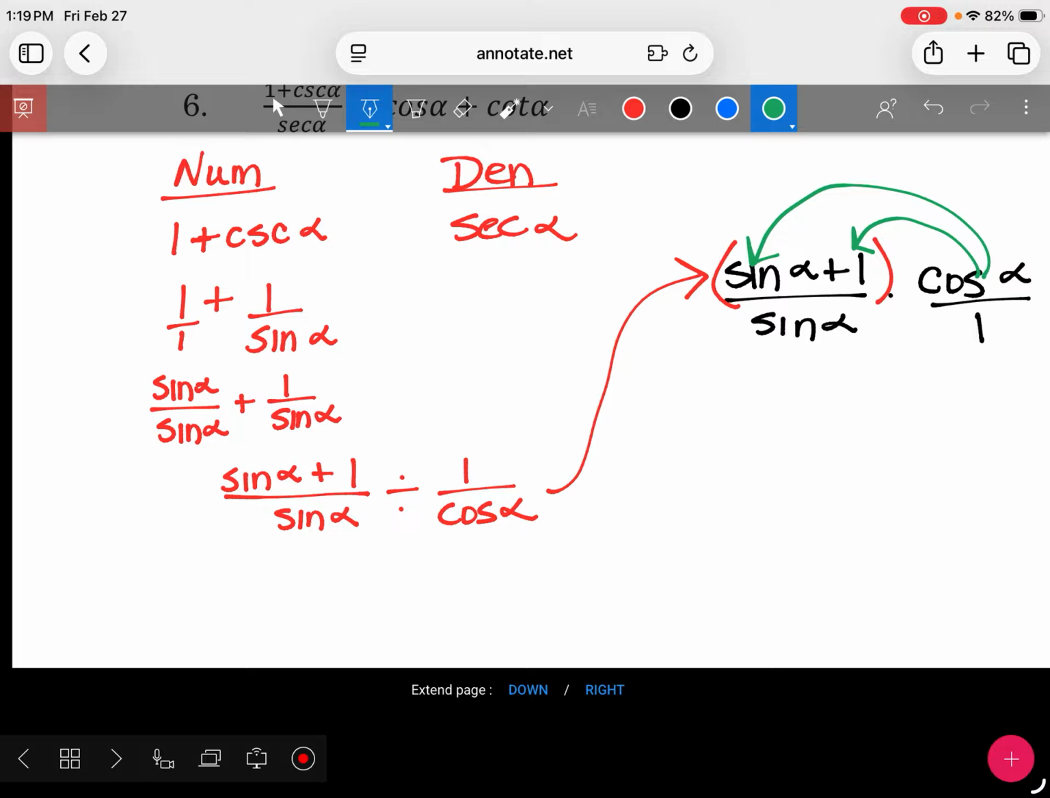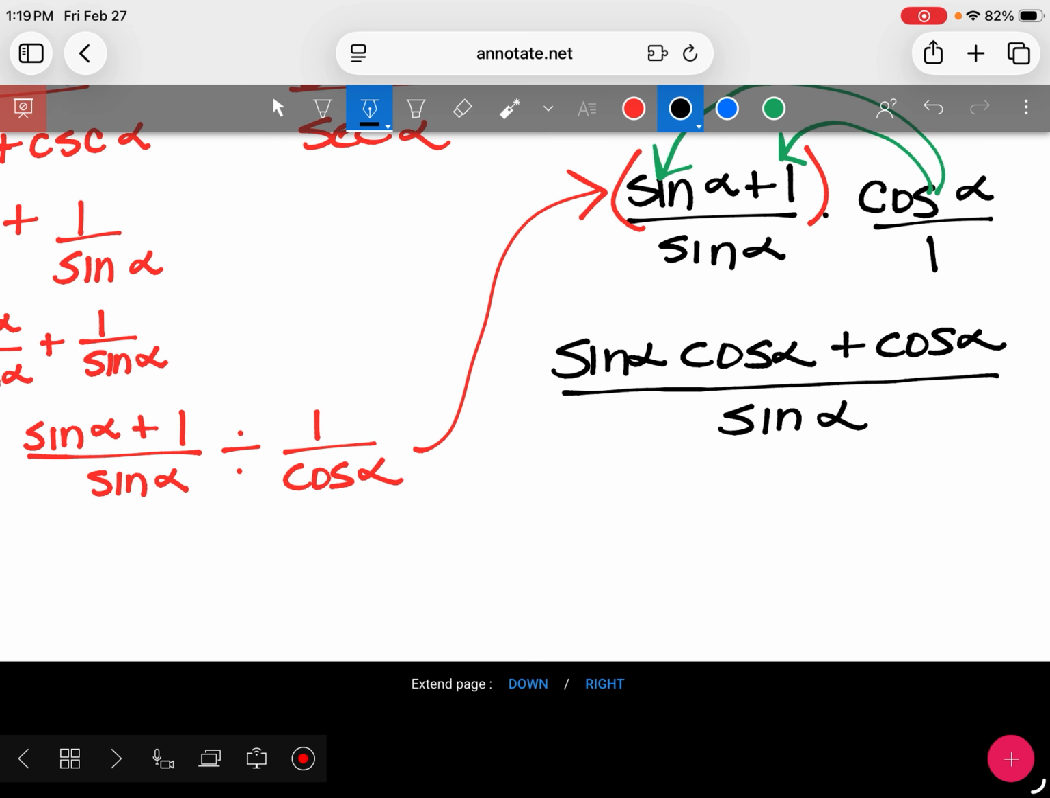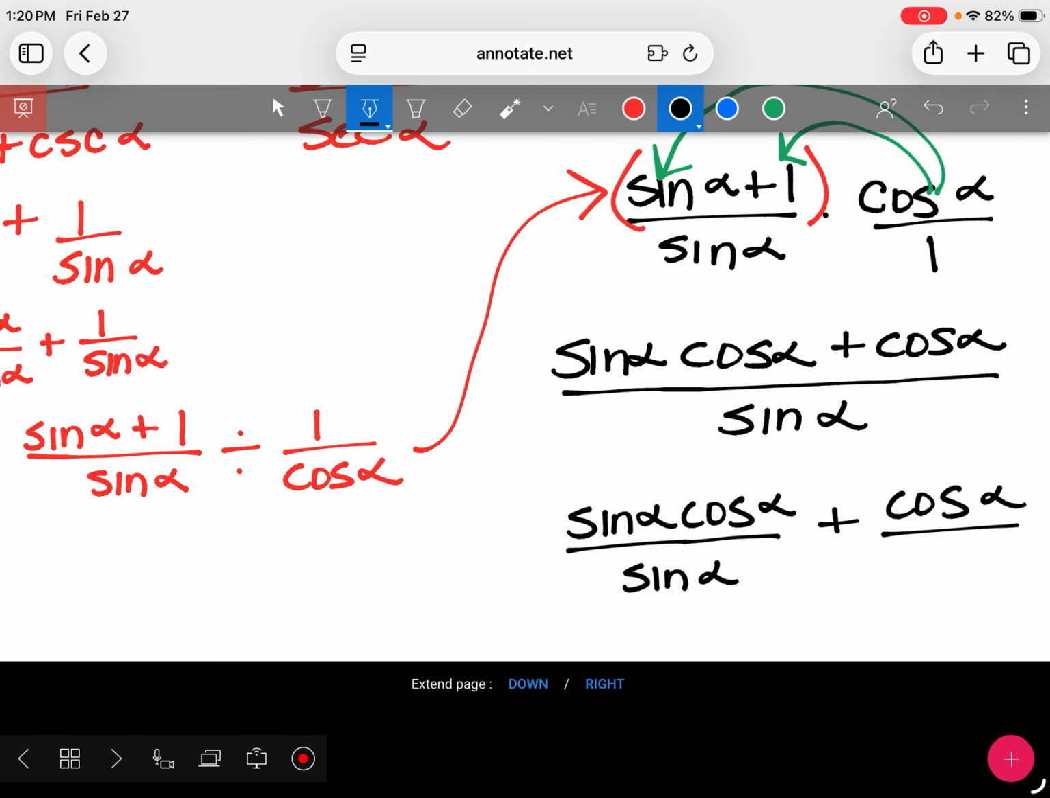So then I have sine alpha cosine alpha plus the cosine alpha, all over sine alpha. Now, you can always separate your fractions. You don't have to make them with one denominator. We can break it apart so that each fraction is standing alone.